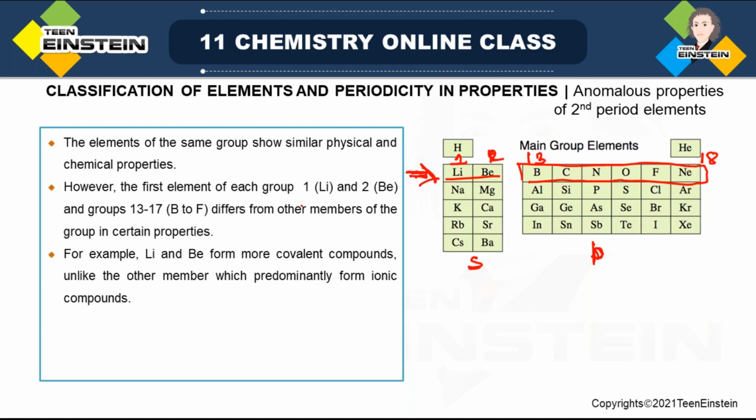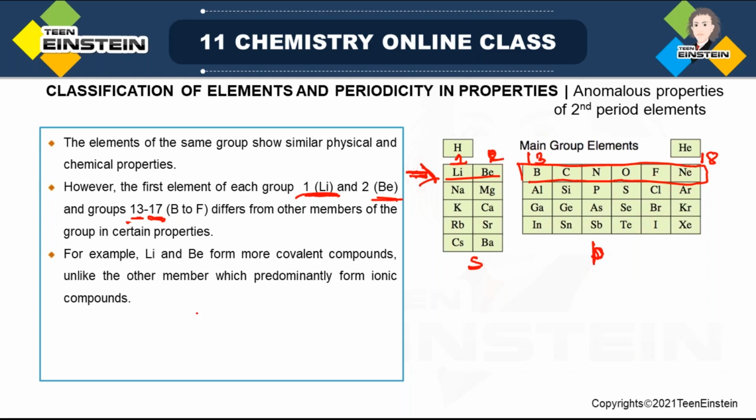So the first element for each group. So when it is group 1, the first element is lithium. When it is group 2, first element is beryllium. Then if you move to P block, group number 13 up to 17, the first elements are starting from boron up to fluorine. So all these first members, they will differ from their other family members. Okay. So in certain properties, not in all the properties, in certain properties. Now what is so speciality about these second period elements and why they are behaving in a different way? The reason behind it that we have to know.